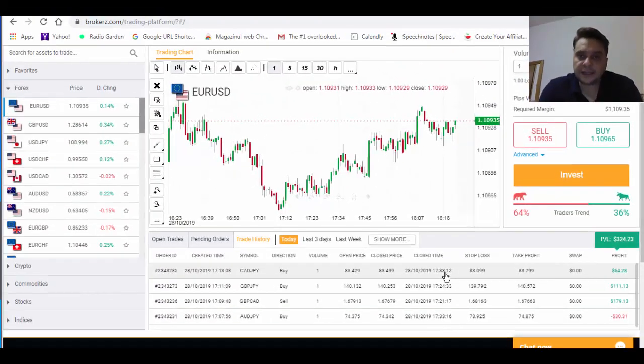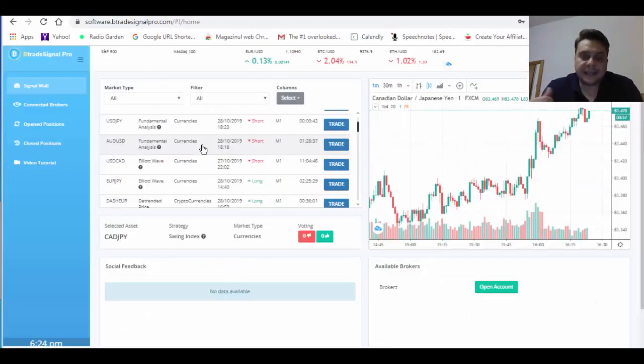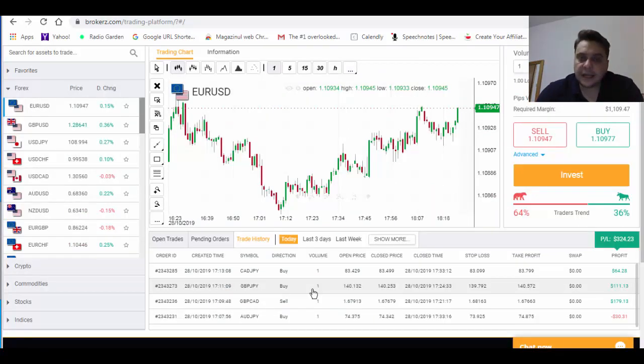This is a good thing about Btrade Signal Pro: it sets these automatically for you. So even if you are a newbie trader, you don't have to mess with stop loss, take profit, or lot volume. According to your account balance, it will set the lot volume for you, and also the take profit and stop loss. As an advanced trader, you can leave the software to manage these settings for you.